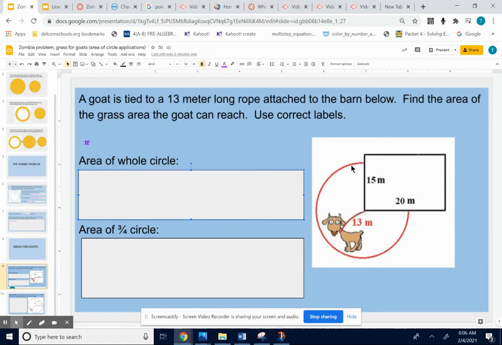So what I could do if I want to find the space that goat can reach, I first need to find the area of the whole circle, because that's what that formula does, pi r squared. And then I need to start thinking about how to do a fraction of a circle. So I've got to do area. Area equals, you can cut and paste that pi symbol. Remember, paste is Control V. Pi r squared.